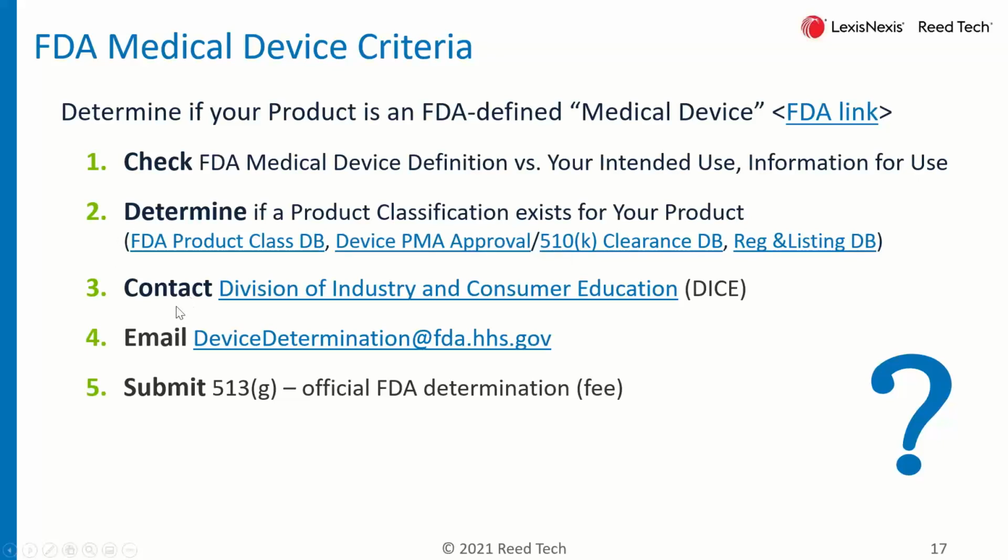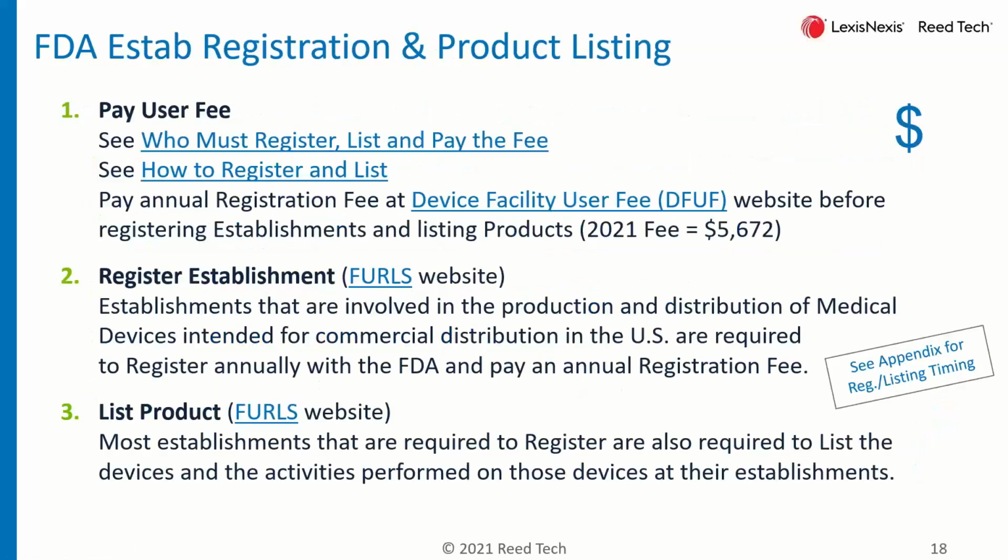There's a product classification database. You can also email or contact the Division of Industry and Consumer Education, DICE, and get some information there. This email also is free. But now in step number 5, you cross over from free resources to paid resources. So you can actually submit a 513(g). There's some costs there, I think it's about $5,000 or so. But you'll need to define your product. The result of that is you will get an official FDA determination whether or not you have a medical device, and then need to comply with a number of regulations.